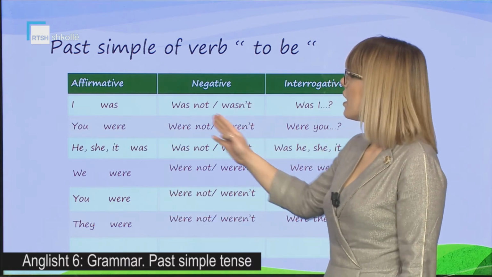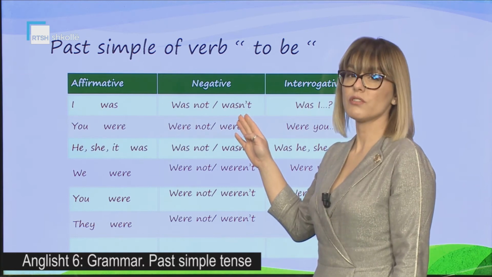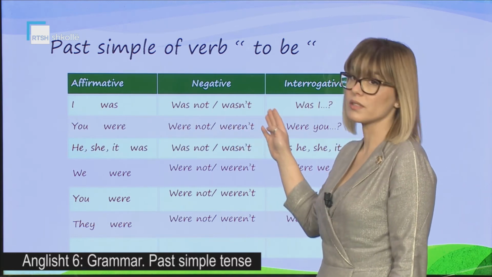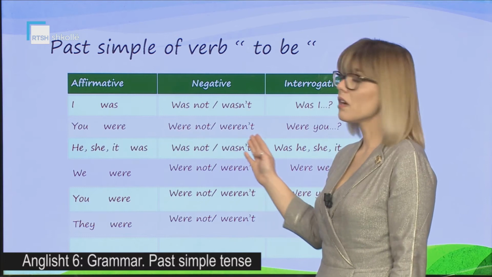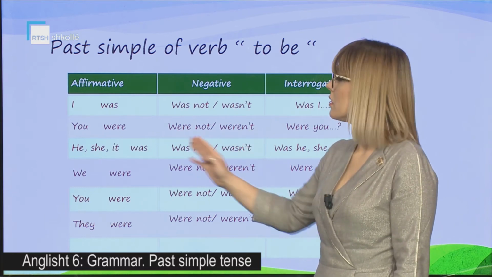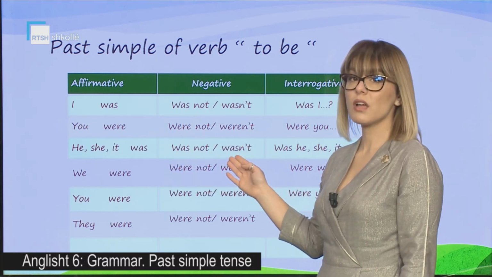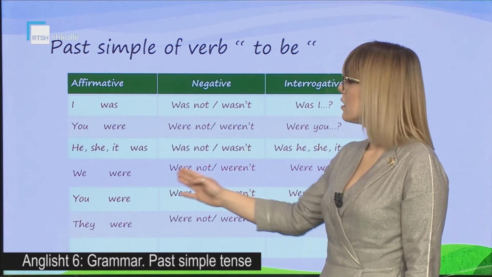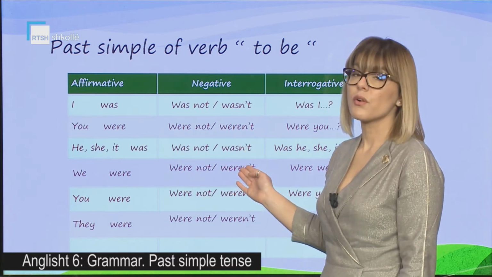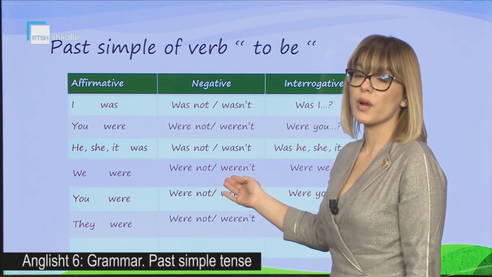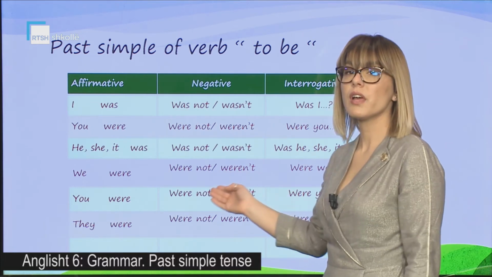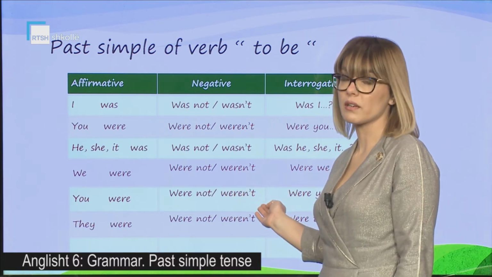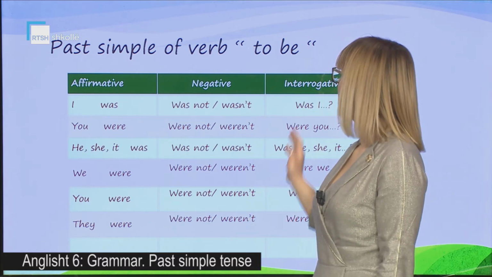Negative: I was not. The short form is wasn't. You were not, weren't. He, she, it was not, wasn't. We were not, weren't. You were not, weren't. They were not, weren't. The short form.